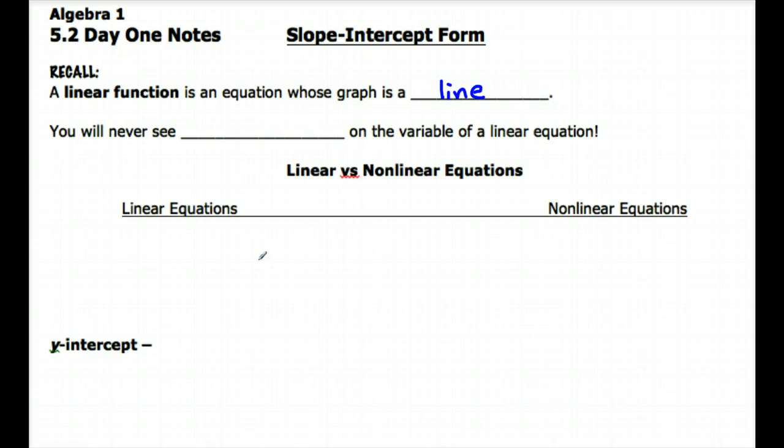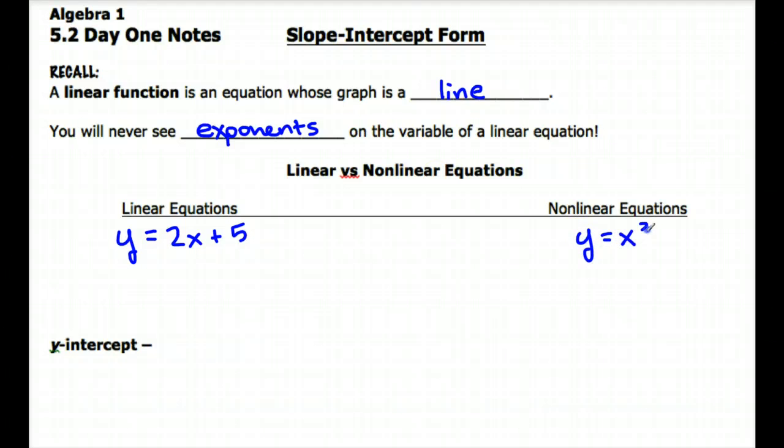Okay, and I just want to review first of all how you know an equation is a linear function versus a nonlinear function. So one thing you'll recall from our last unit over function families is that you'll never see exponents on the variable in a linear equation. So you won't have any x squares or x cubes in a linear function. So just some examples of linear equations versus nonlinear equations. If you had the equation y equals 2x plus 5, that would be considered linear because, again, you don't see any exponents on the variables here. The equation y equals x squared would not be linear because of that exponent there.